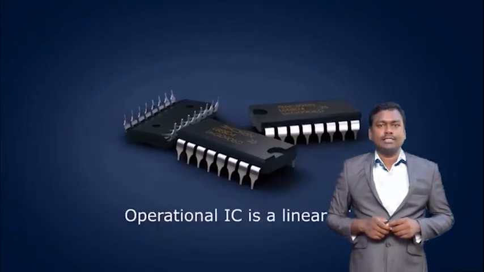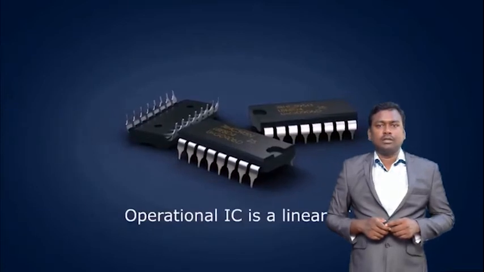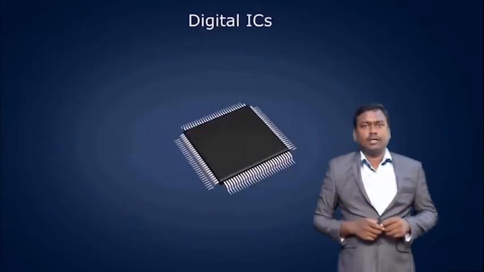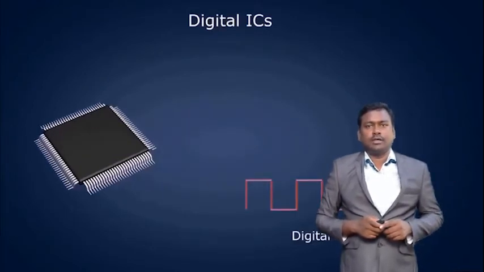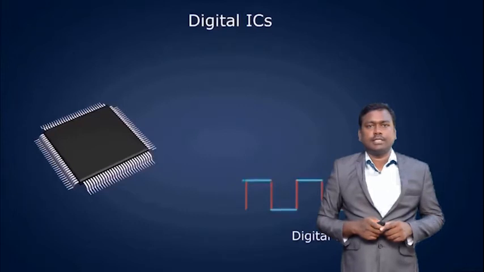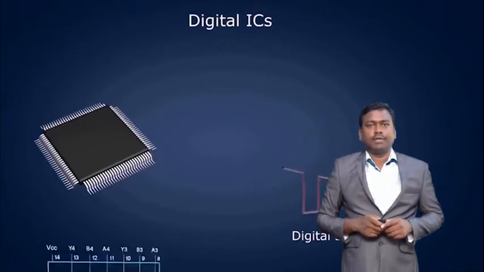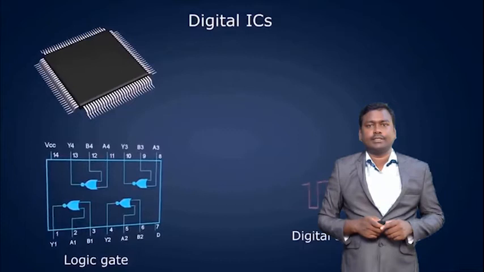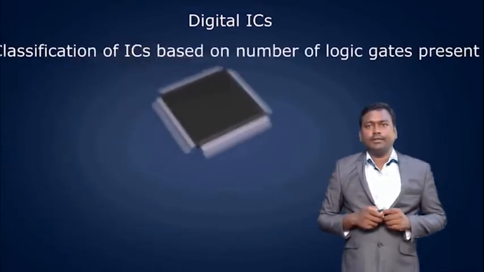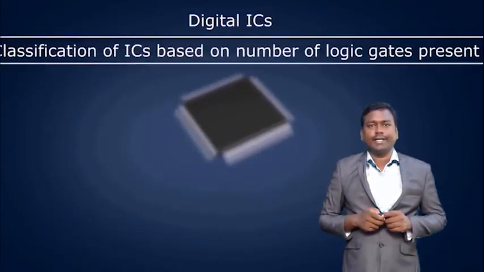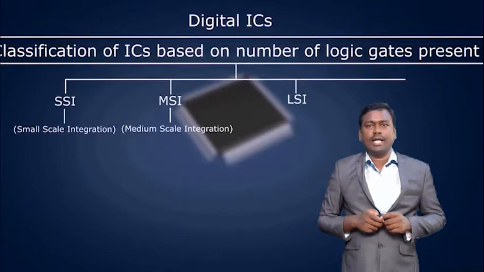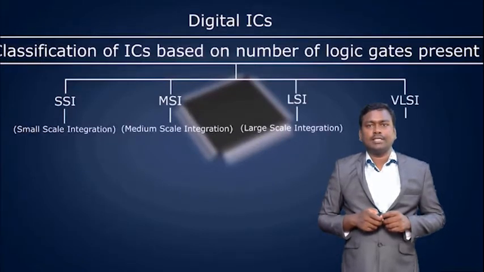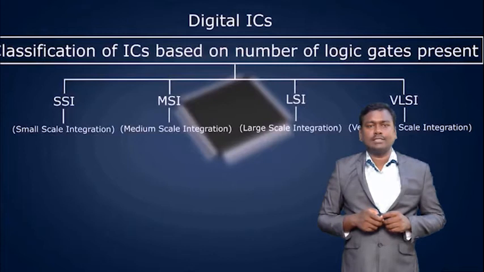In digital ICs, the input signals are digital signals that have only two values. They contain circuits such as logic gates based on the number of logic gates present in it. Digital ICs can be further classified as SSI, MSI, LSI and VLSI.